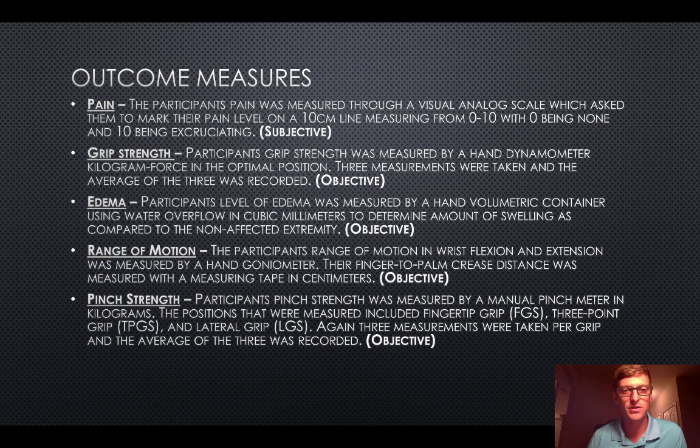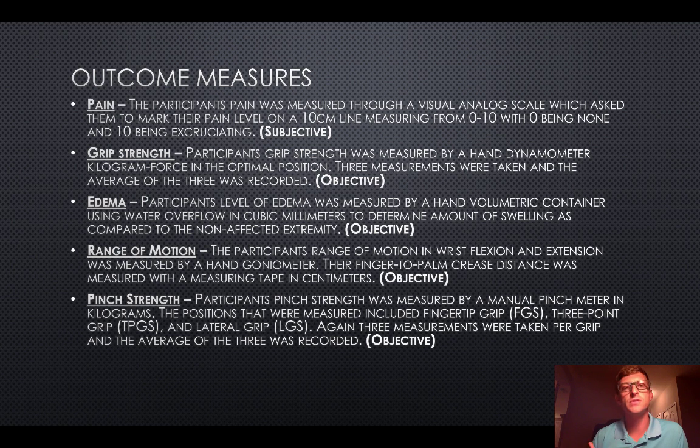Range of motion, the participants used an objective measure, so they used a hand goniometer to measure wrist flexion and extension, and they also used a tape measure to do finger to palm crease distance to see what their range of motion with that was.